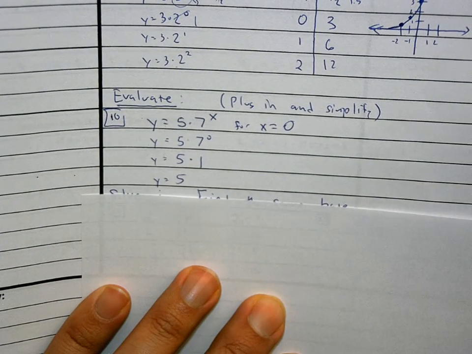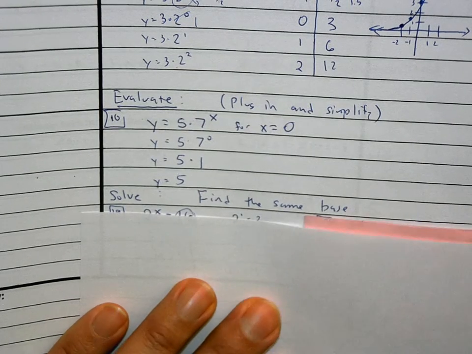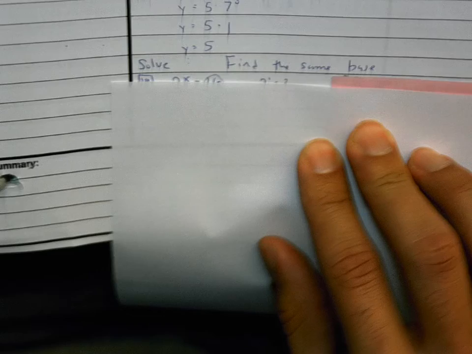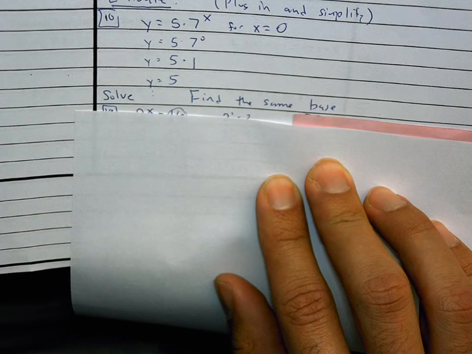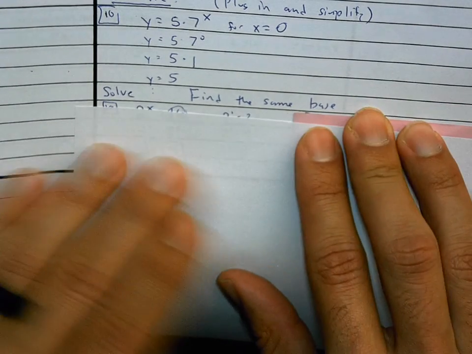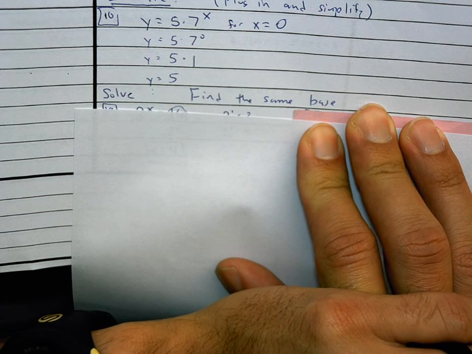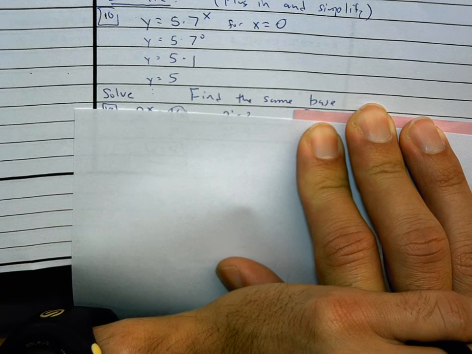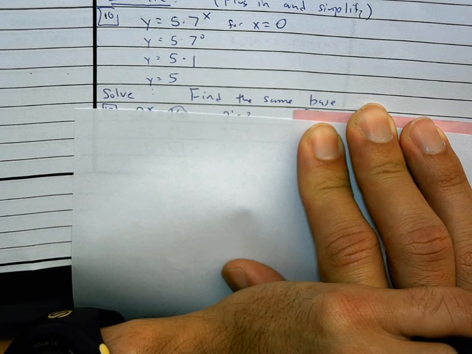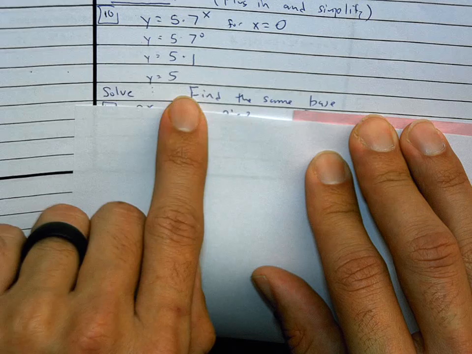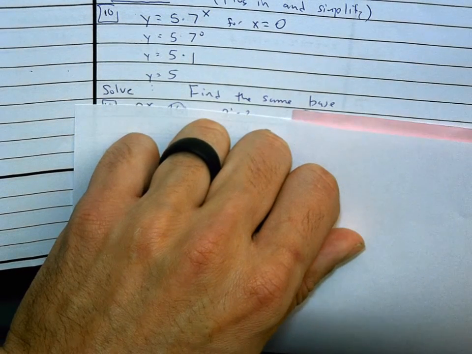Two other things that you're going to have to do is solving. I have two last examples. When we're done with these examples, we'll be done with your notes. When it says solve, what I want you to think of is finding things in terms of the same base, meaning the same bottom number. Solve, find the same base. I'll show you what I mean, because you haven't done problems like this before.